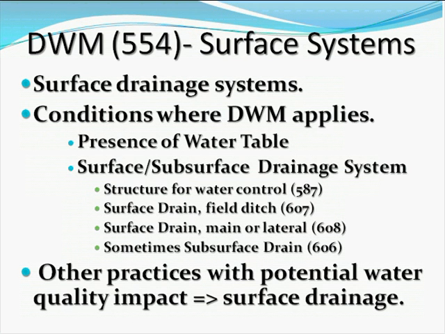What you are going to see, though, and what we're going to talk about, is surface/subsurface drainage systems that do employ surface drain, field ditch, main and lateral, and sometimes subsurface drain. So it's these combination systems that would possibly be classified as a surface drainage system because they have surface drains in the way of field ditches, mains, and laterals, but actually the portion of the drainage system that you would be controlling would be the groundwater or the water table, and that's where you would get your drainage water management.